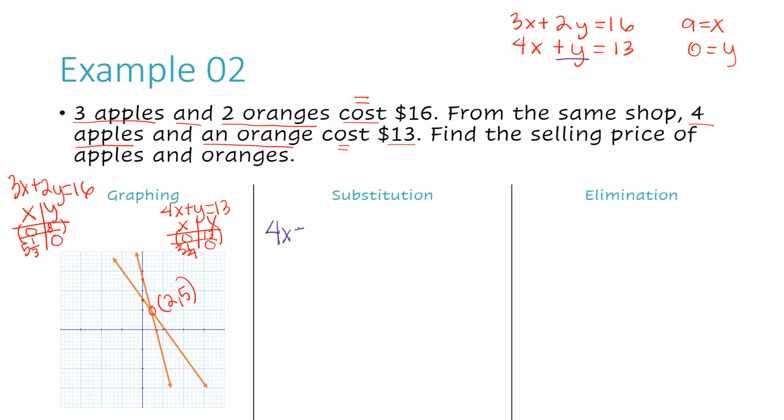So I got 4x plus y equals 13. And then I subtract 4x from both sides. So I have y equals 13 minus 4x.